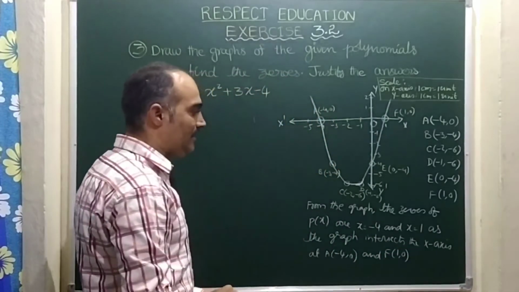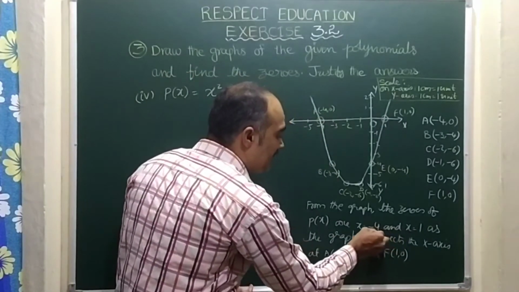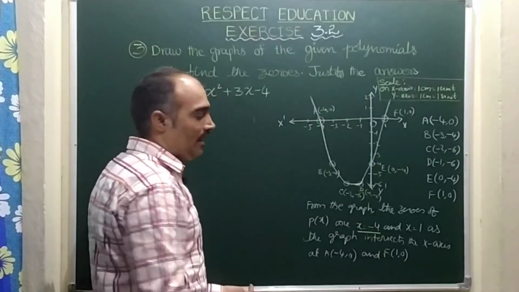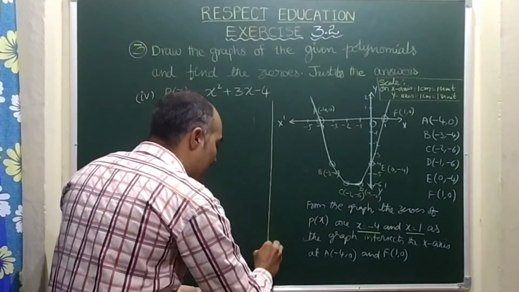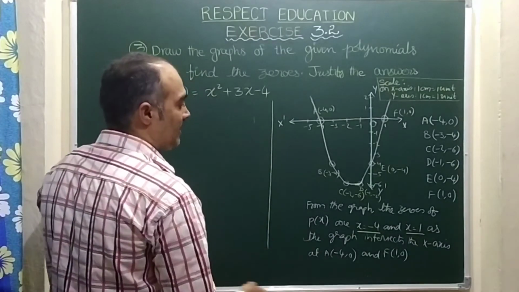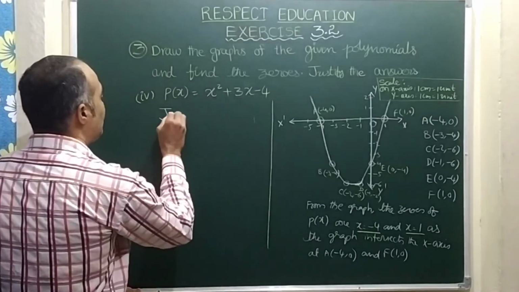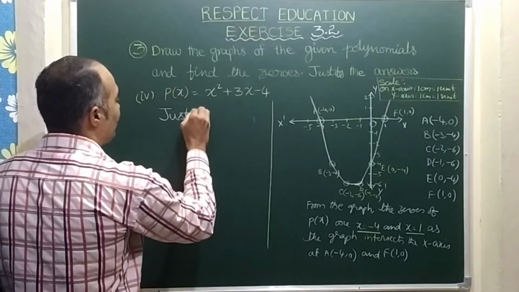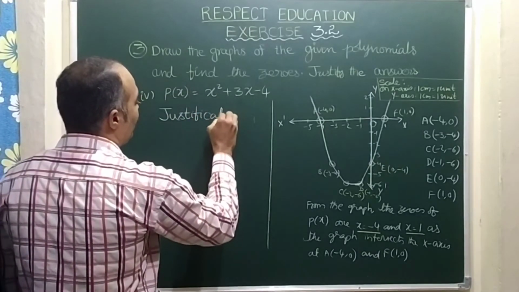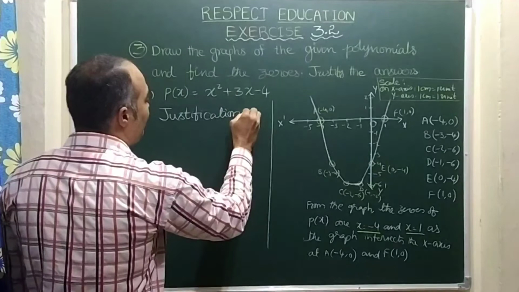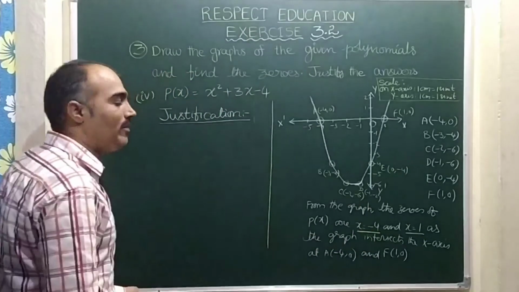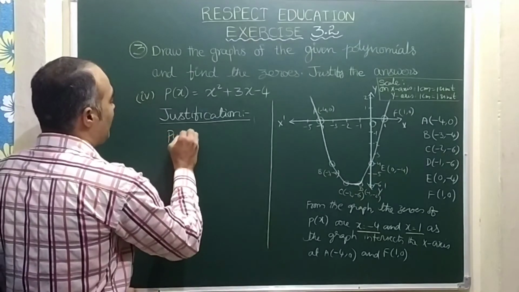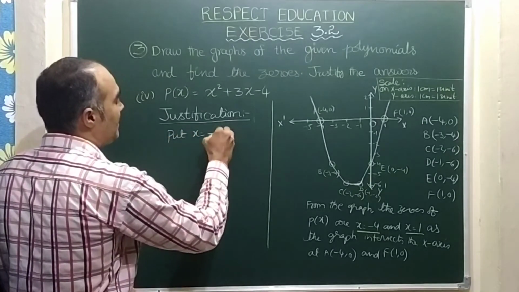Now here we said that the zeros are x equal to minus 4 and x equal to 1. So for that we need to do checking, called justification. So let us do justification now. That means we verify those values. First let us take x equal to minus 4. Put x equal to minus 4 in the given polynomial.